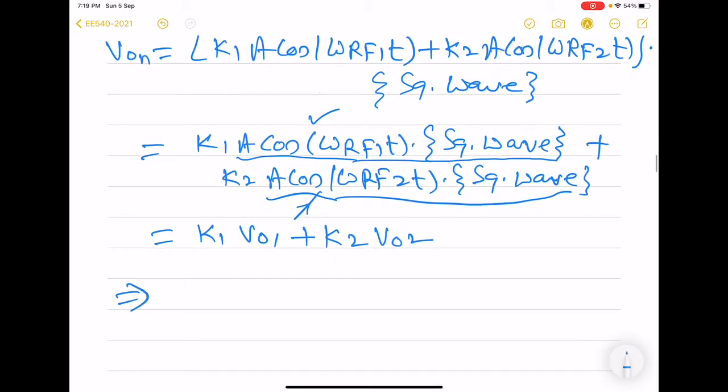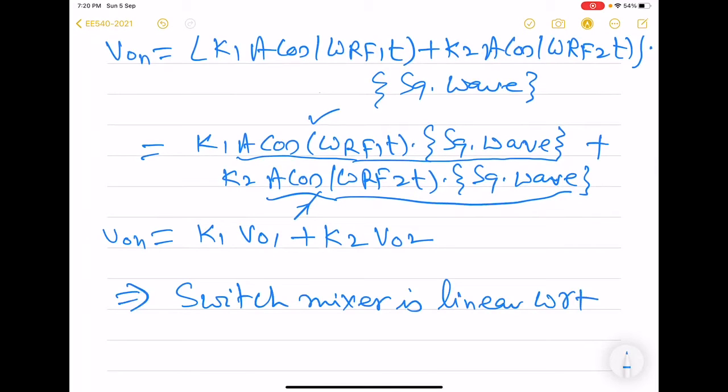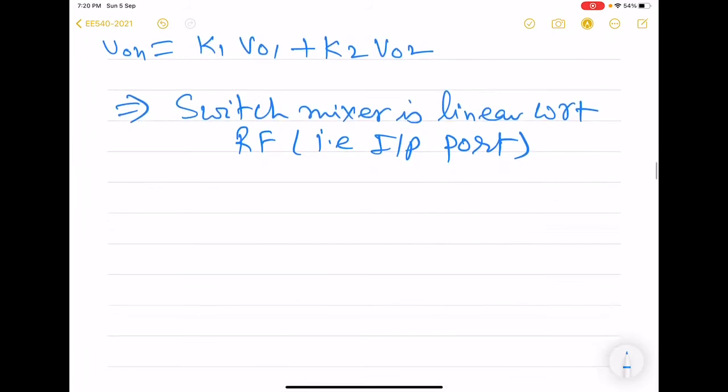So this implies that switch mixer is linear with respect to RF, that is input mode. Now we'd like to see what is the linearity behavior of this mixer with respect to the LO port.